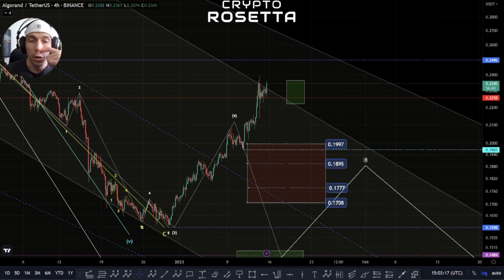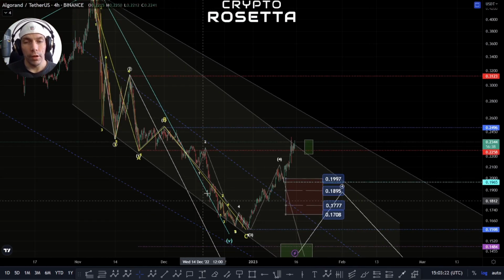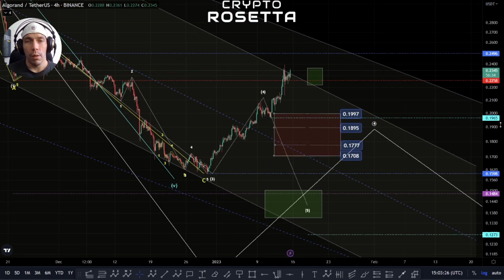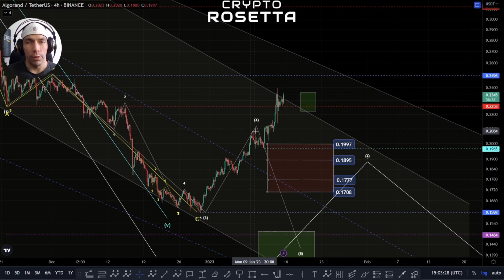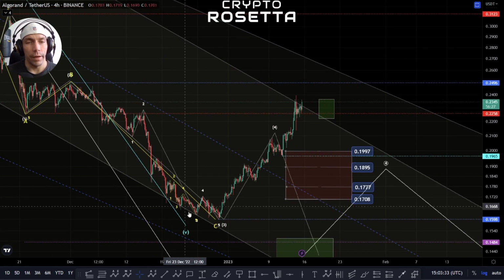Okay, so let's get into it. There's a few things we need to talk about. We haven't looked at this one for a while. We were initially looking for this 5-wave move to play out, shown by this white 4th and 5th. However, we've actually come up too far now for this to be valid anymore. So this move is unlikely.